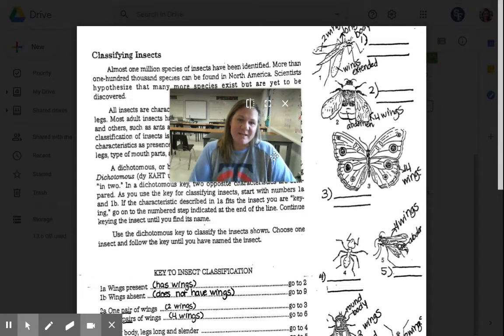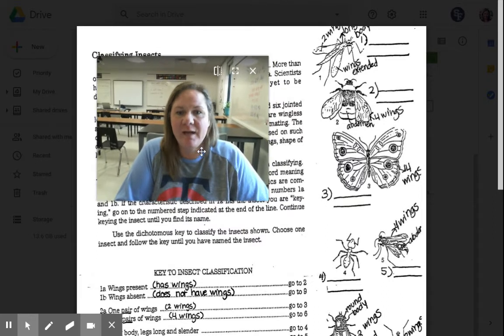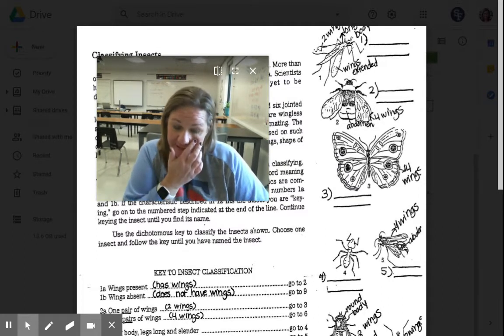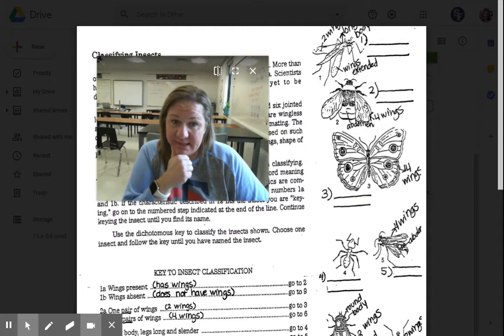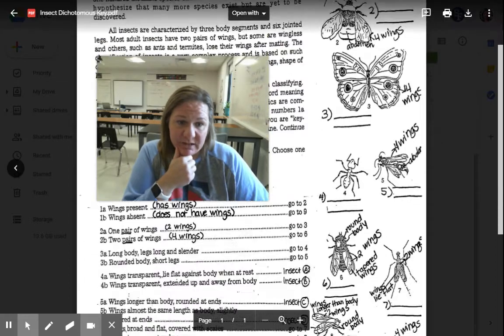Hi everybody, Ms. Fennell back here again to go over another dichotomous key with you. So this one today is for insects. And so we have some sketches over here.